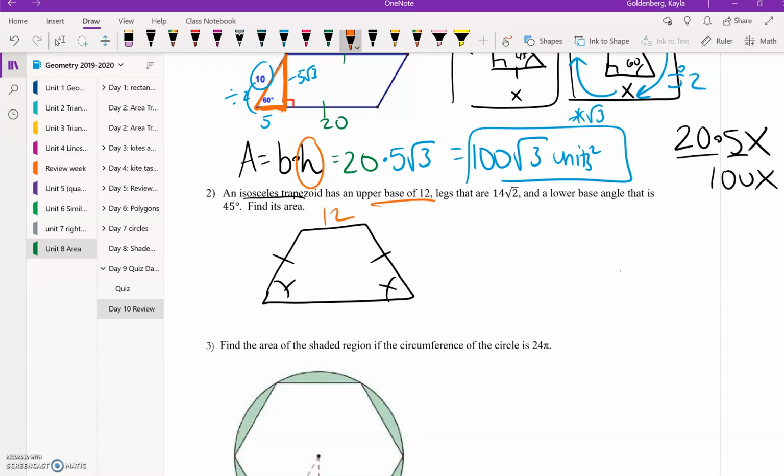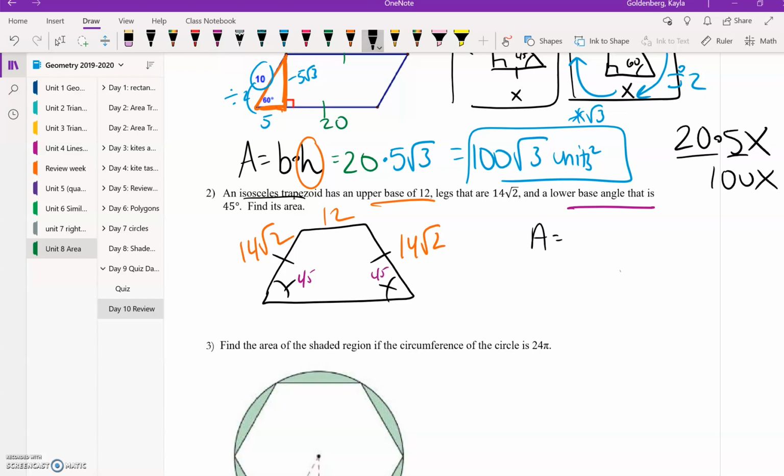So the little base is 12. The legs are both 14 square root of 2. And the lower base angles, it tells me, are 45 degrees. So I'm going to label that these are both 45 degrees. And we need to find its area.